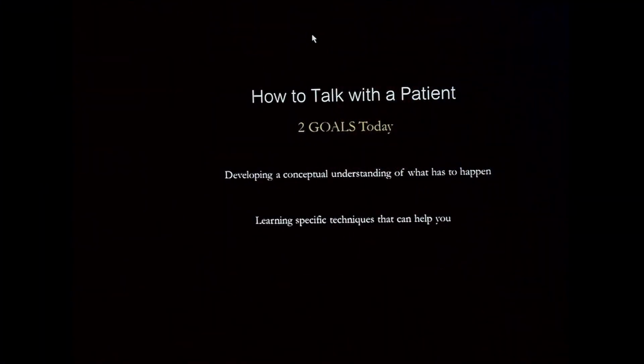So I have two goals today. The first is that every conversation with the patient is different. Every single conversation is unique unto itself. So unless you have a conceptual understanding of what it is you're trying to do, you'll never get anywhere. You'll have some home runs and some misses, but you'll kind of flounder. So you need a conceptual understanding of what needs to happen between you and the patient. After you develop that understanding, then we can talk about specific things you can do that can really help.